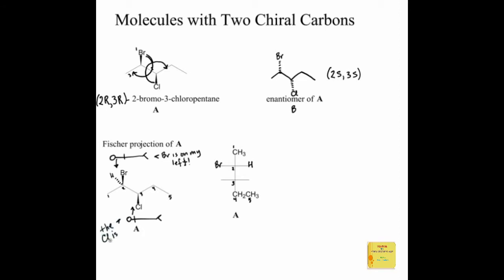The chlorine is on my right. So when I come up to carbon 3 here, that's what I see. And there's my Fischer projection of A. Now we can confirm that we've done it correctly. This should still be 2R, 3R. In fact, it is.